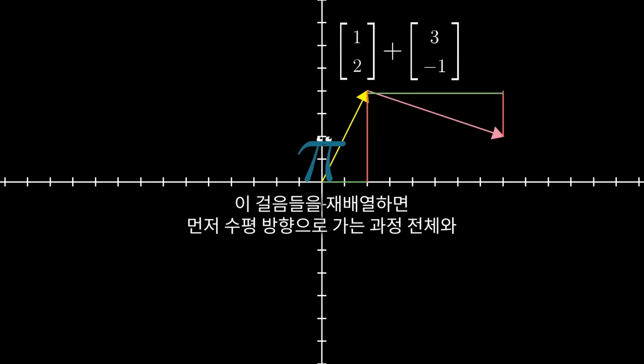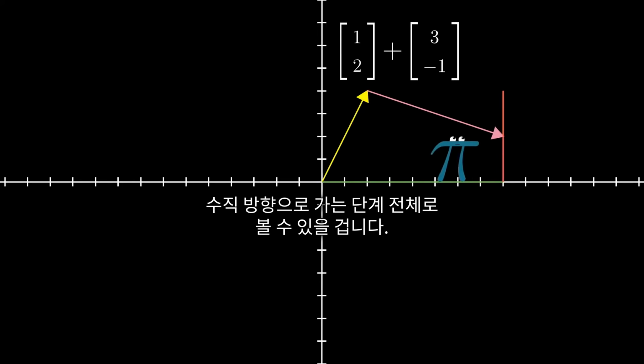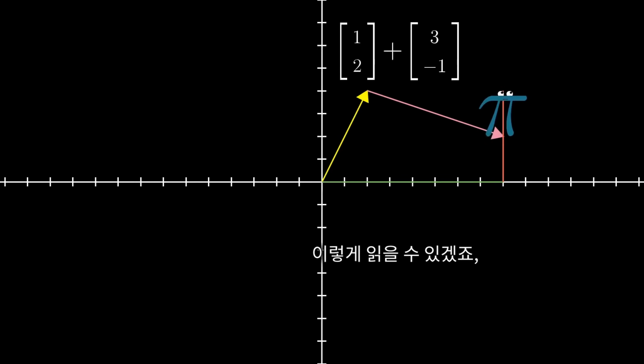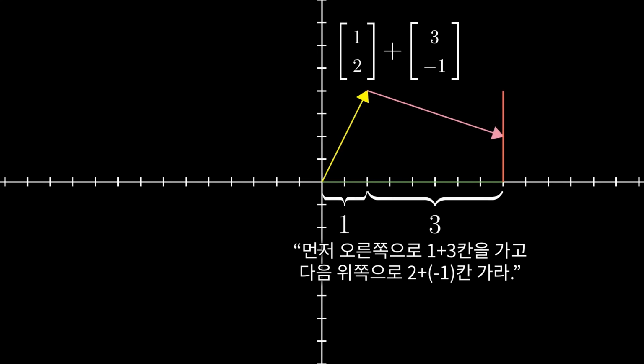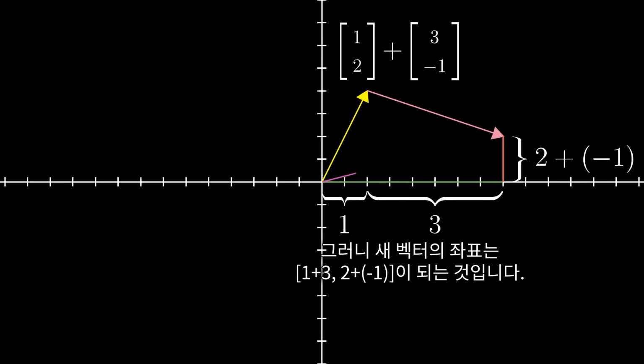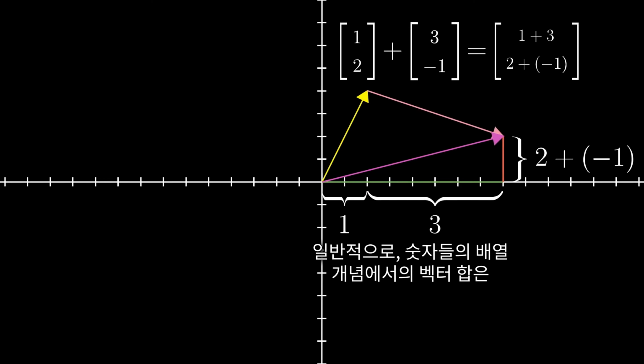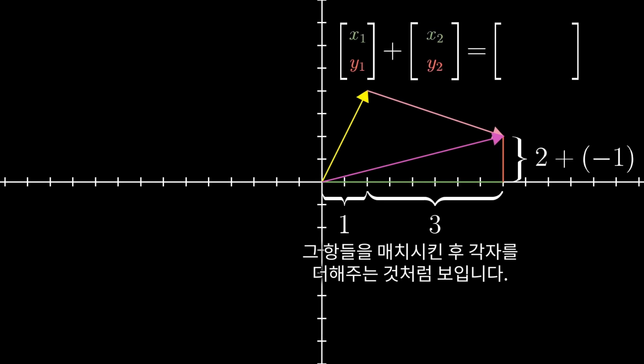Reorganizing these steps so that you first do all of the rightward motion, then do all the vertical motion, you can read it as saying, first move 1 plus 3 to the right, then move 2 minus 1 up. So the new vector has coordinates 1 plus 3 and 2 plus -1. In general, vector addition in this list of numbers conception looks like matching up their terms and adding each one together.